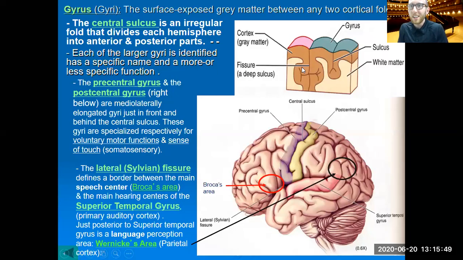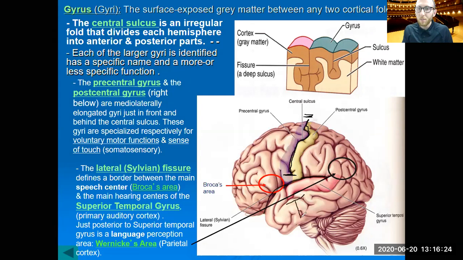Here's another great shot of the brain, or lateral view, where we can see the gyri and the sulci. A couple famous ones that we want to note is the central sulcus. The central sulcus is this sulcus that essentially runs from the top of the brain almost all the way to this other line here. This other line is called the lateral fissure, dividing temporal from parietal, occipital, and frontal.